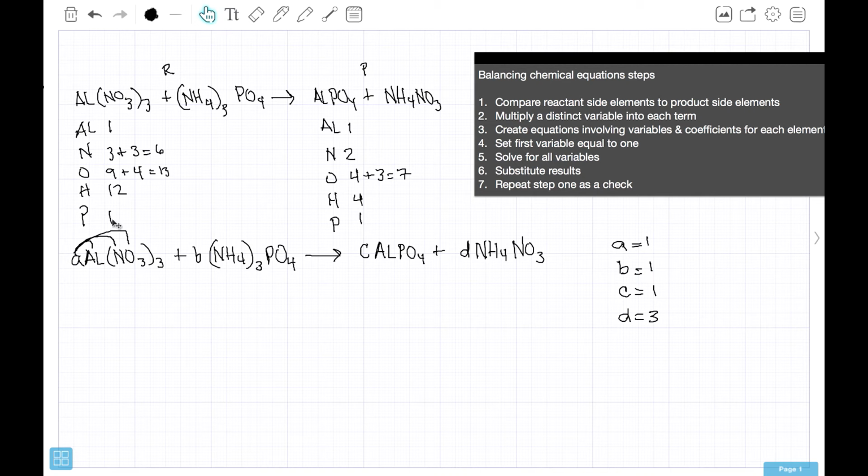And the next step says substitute in your answers. So I'm going to write for the first one, let me change my tool. For the first one, I have a 1 in the front, so nothing changes with this one. NO3 plus B is a 1, so nothing changes there. NH4 3 times. And we have phosphate. C is a 1, so nothing changes there. And for the last term, D is 3.